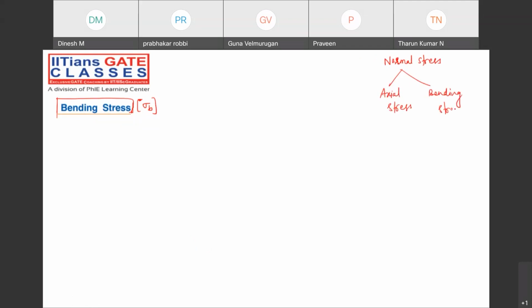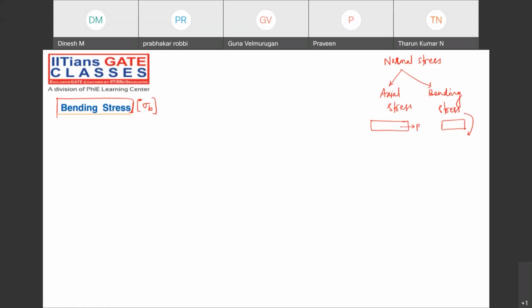Understanding? Axial stress is normal stress. Bending stress is also normal stress, right? Note down this thing also, as a lot of confusion might be there. Please note down.